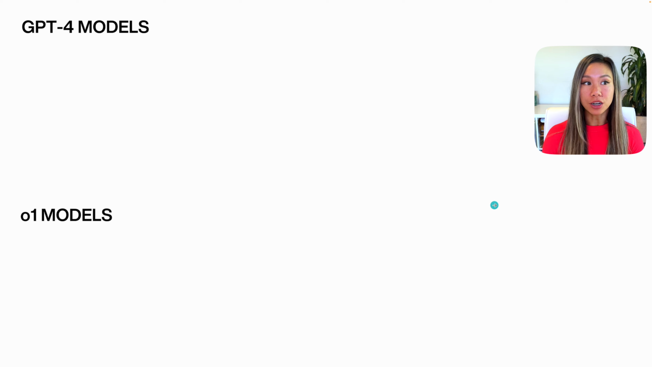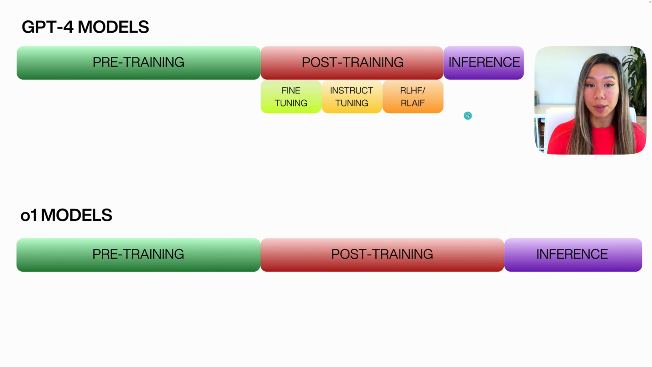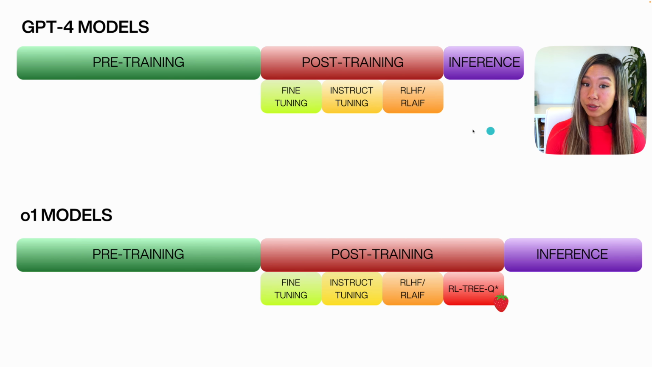All right, so let's first start off with the difference between the GPT-4 models and the O1 models. Both of them come in 3 stages: pre-training, post-training, and inference. But you'll notice that the post-training for O1 is a bit longer, and the inference is correspondingly also a bit longer. Well, that's because the post-training for GPT-4 has 3 subcomponents: fine-tuning, instruct-tuning, and reinforcement learning with either human feedback or AI feedback. Whereas the post-training for O1 has those same 3, but has an additional reinforcement learning step to be able to work through a tree of thoughts with the rumored Q-Star method.